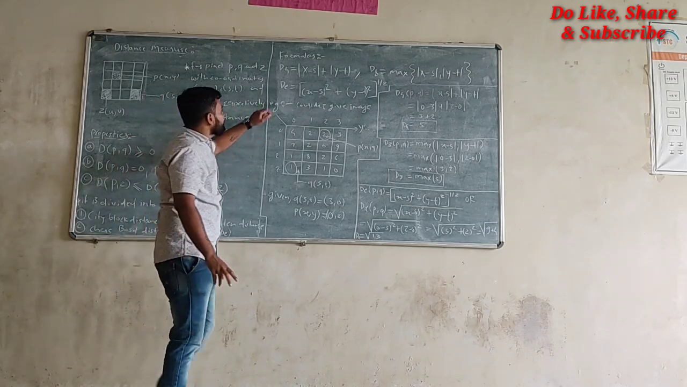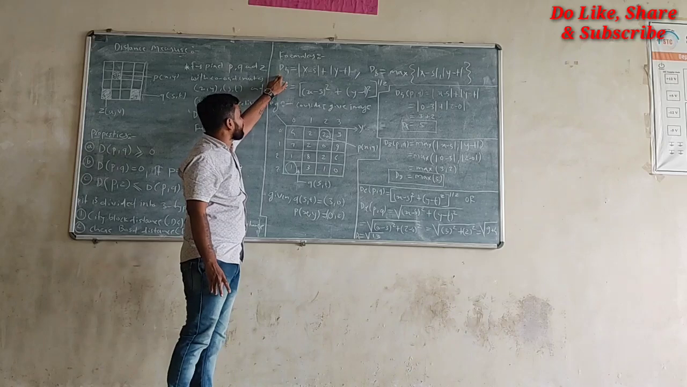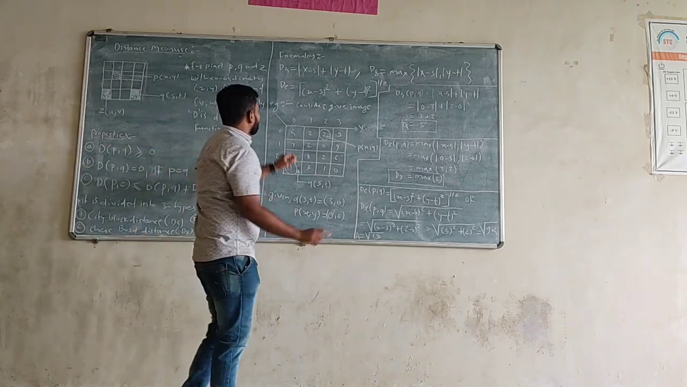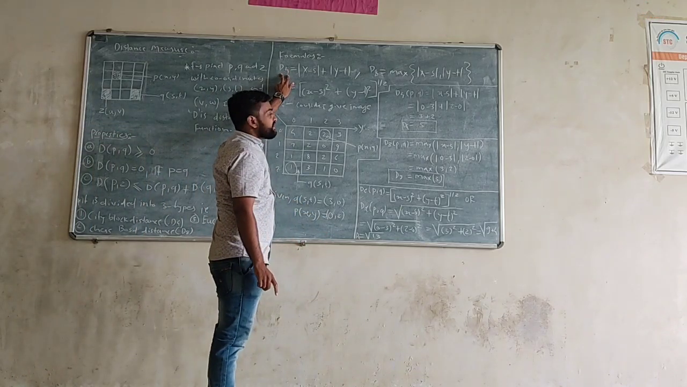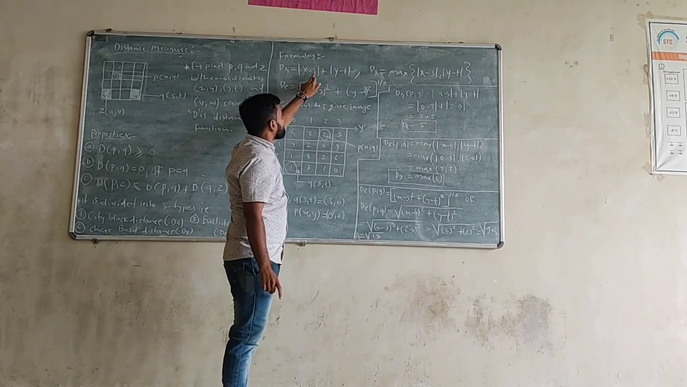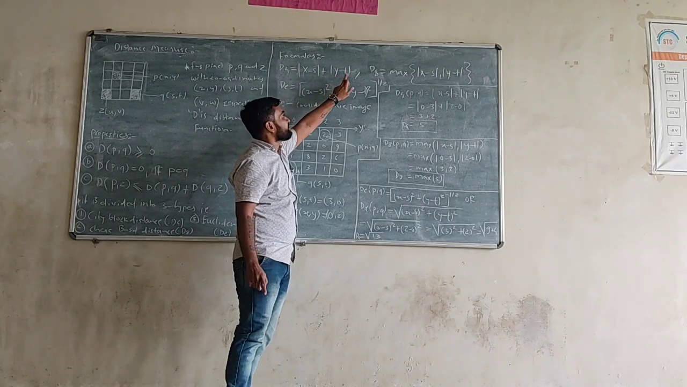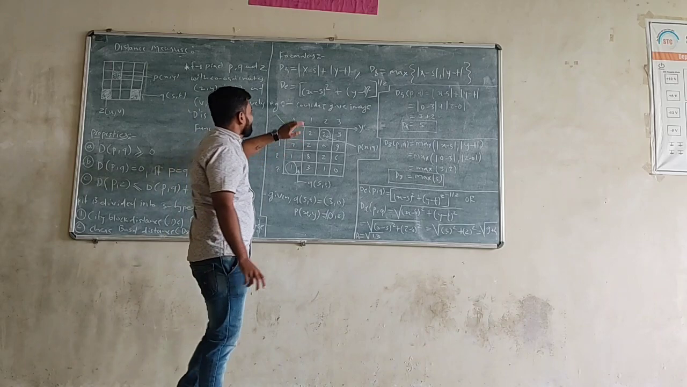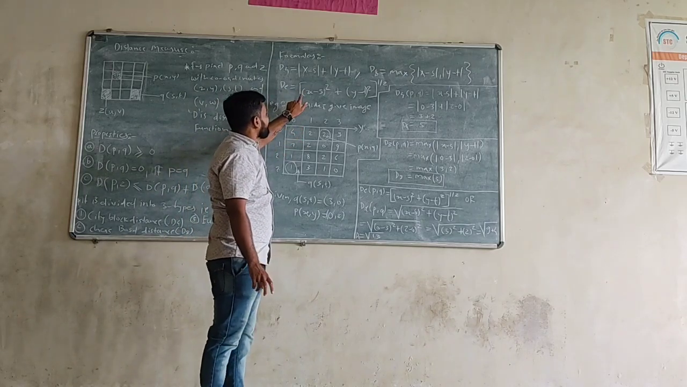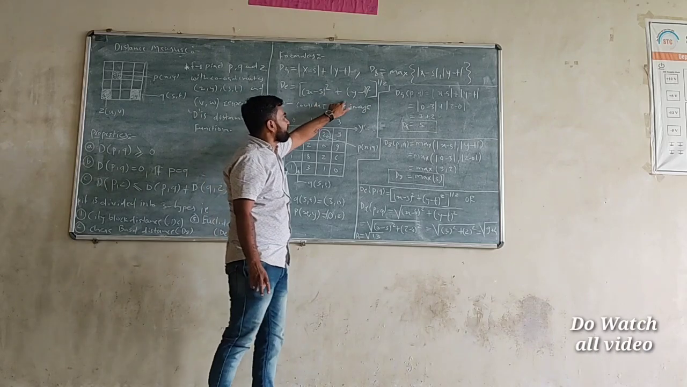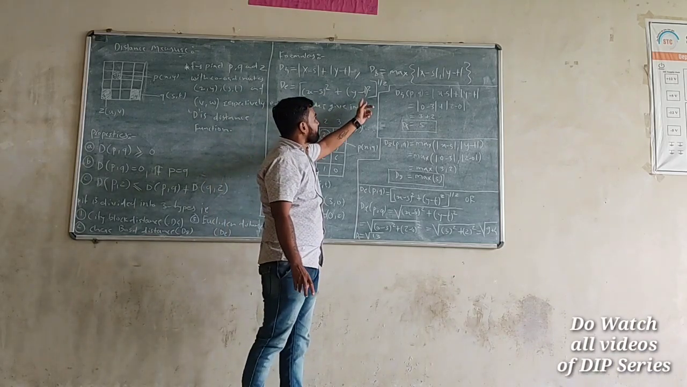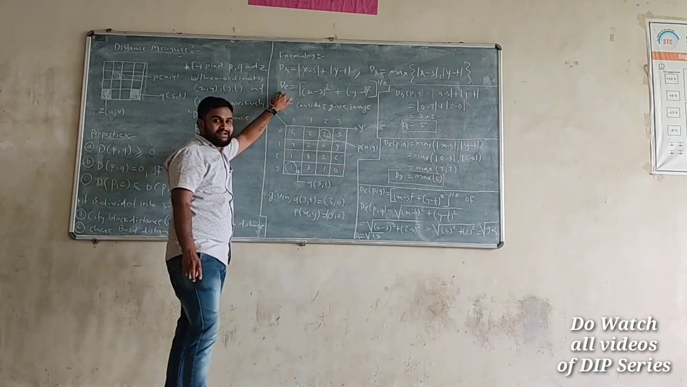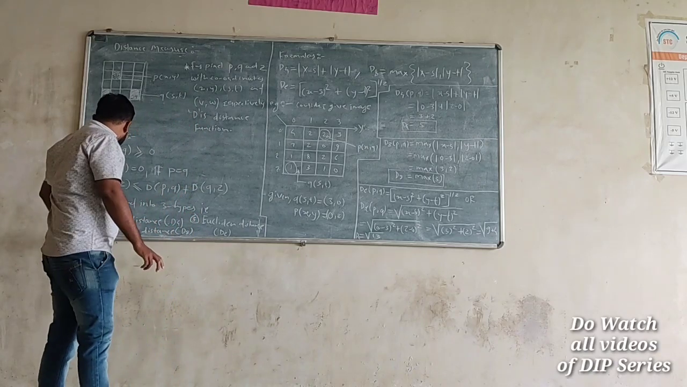First, we have D4. What is the meaning of D4? D4 is nothing but the city block distance. To calculate the city block distance, D4 of P, Q is equal to mod of x minus s plus mod of y minus t. Similarly, if we want to calculate the Euclidean distance, the formula for that is, in bracket, x minus s square plus y minus t square, raised to the power 1 by 2. That is the formula for calculating Euclidean distance.